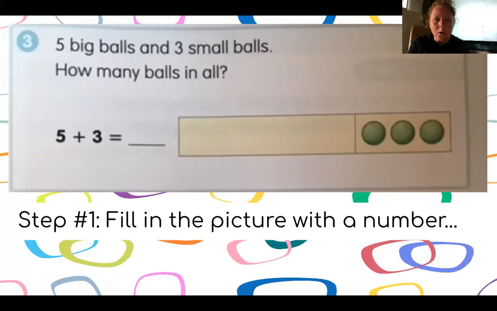I'll read the word problem again. 5 big balls and 3 small balls. How many balls in all? Fill in the picture with a number and solve the equation. Push pause now, and when you're ready to go on, push play.